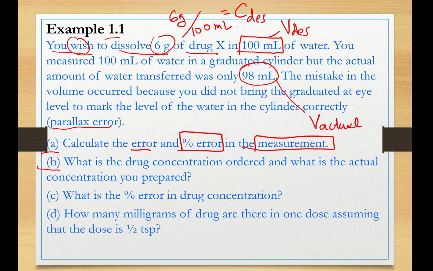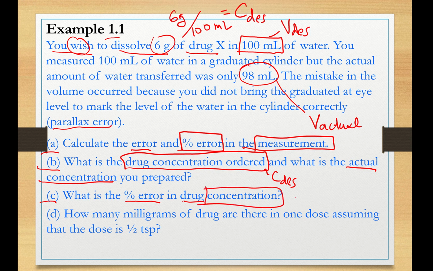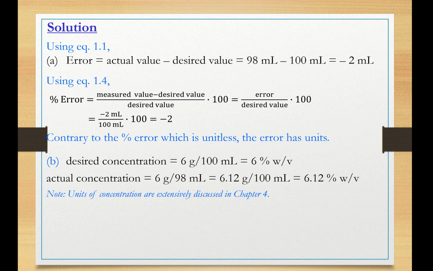B, you need to calculate the desired drug concentration. And you also need to calculate the actual drug concentration. C, what is the percent error in drug concentration? Notice the difference between these two. One is asking you the percent error in the measurement, the other one is asking you the percent error in drug concentration. And the final question, how many milligrams of drug are in half a teaspoonful? That's the dose. Okay, let's start with question A.